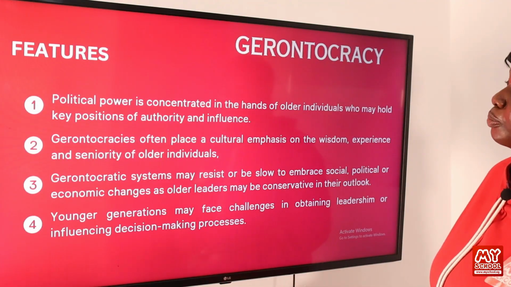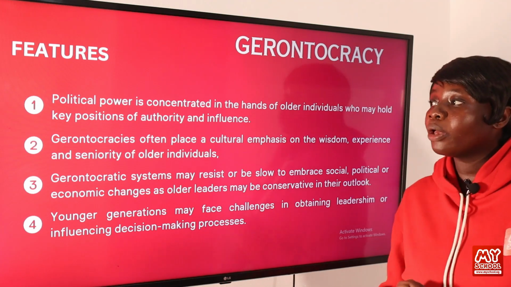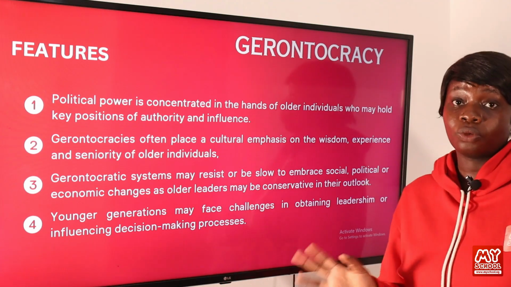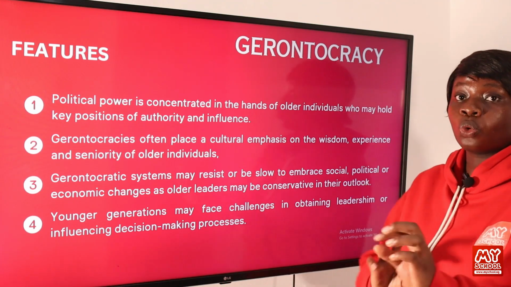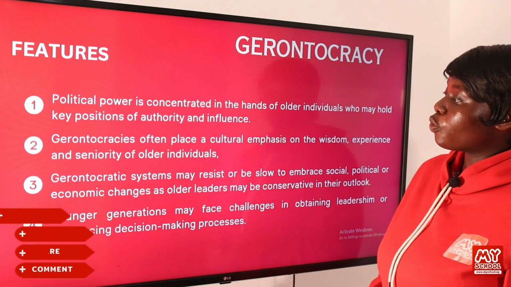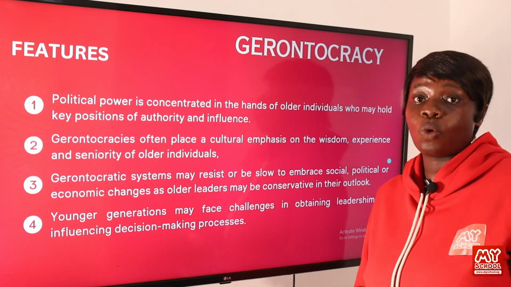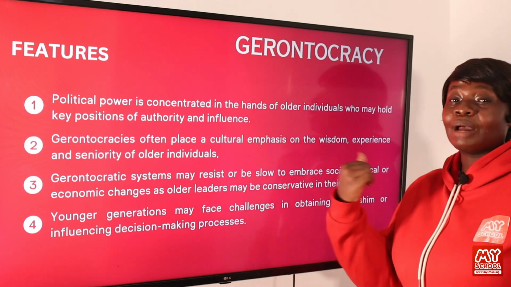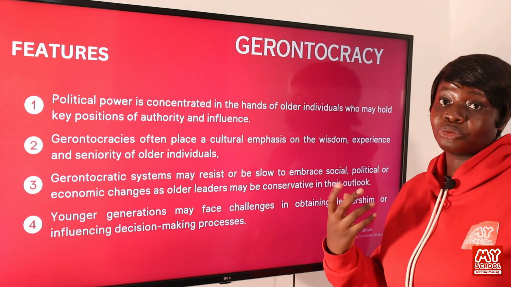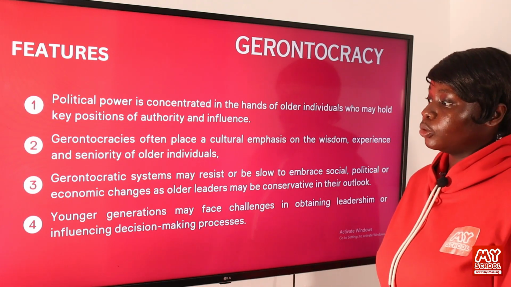One of the features is that political power is concentrated in the hands of older individuals who may hold key positions of authority and influence. So it's older individuals who hold key positions of authority within that system. Gerontocracies often place a cultural emphasis on the wisdom, experience, and seniority of older individuals. So they are more focused on wisdom and experience rather than innovation and the younger generation.